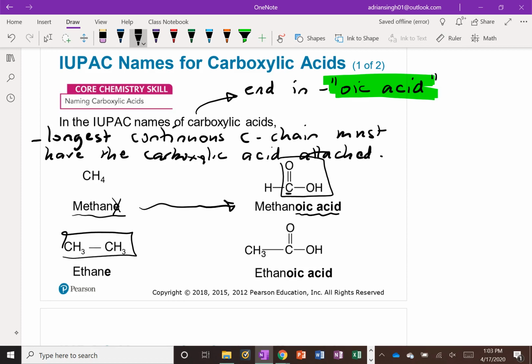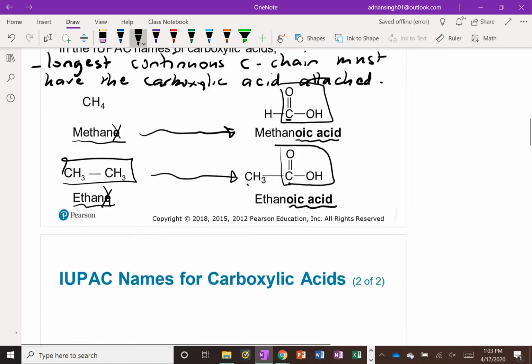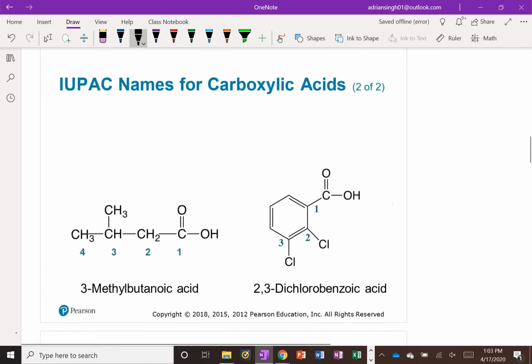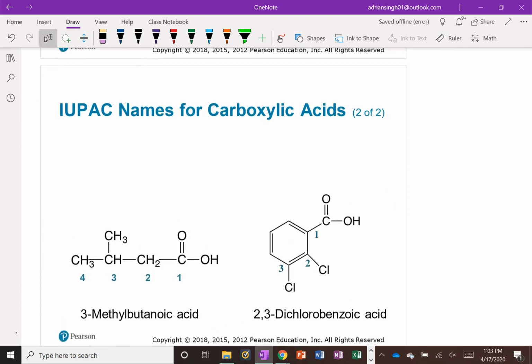Similarly, if we have a 2-carbon alkane, that would be ethane. To convert it to a carboxylic acid, there's our 2 carbons. There's a carboxylic acid functional group. We drop the E from the ethane. We replace it with oic acid, so it becomes ethanoic acid. So let's take a look here at a couple other examples.